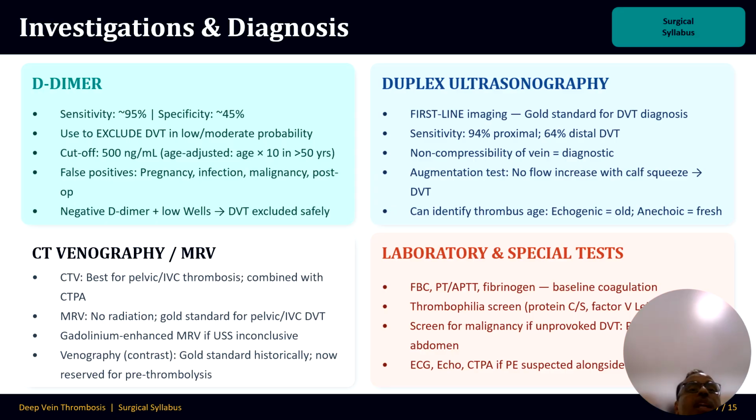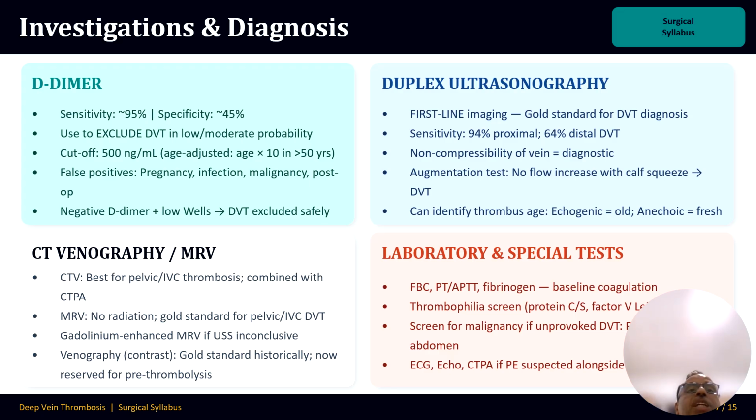The cutoff limit or cutoff range is 500 nanograms per ml, which is age adjusted. False positives can occur in pregnancy, any non-specific infections, malignancies, any post-op cases. That's why the specificity of D-dimer is only 45%.